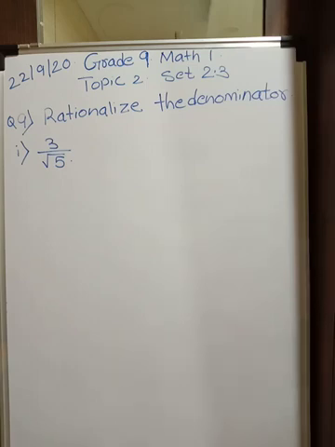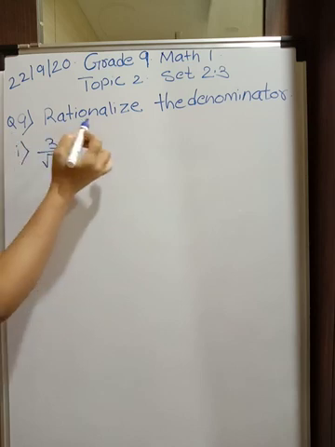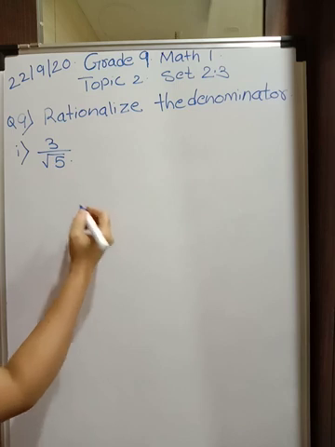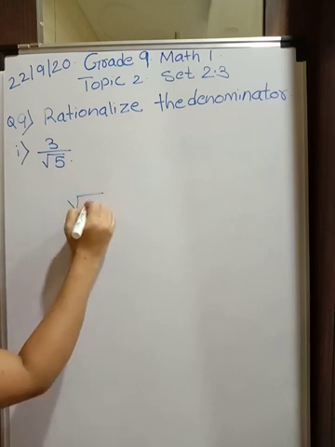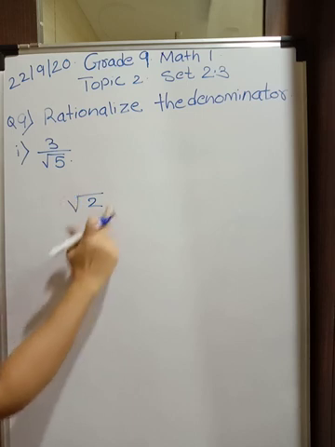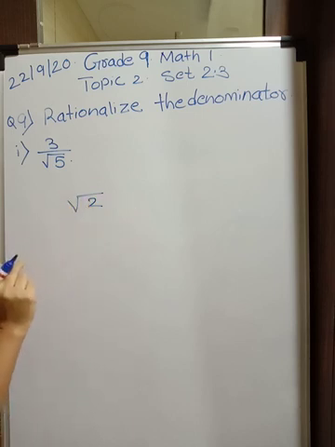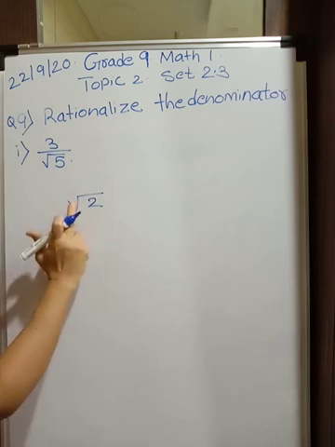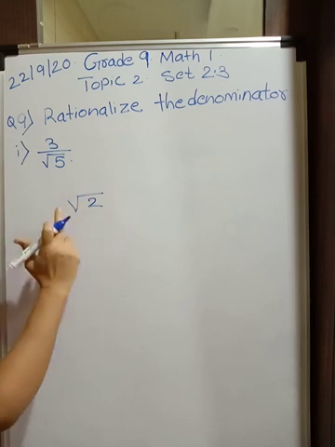Now, before we go to question 9, that is rationalize the denominator, let us understand a few terms. For example, look at this number, root 2. It is a surd. 2 is a rational number and the value of this is irrational because 2 is an imperfect square, and the order of this surd is 2. So, this is a surd, right?